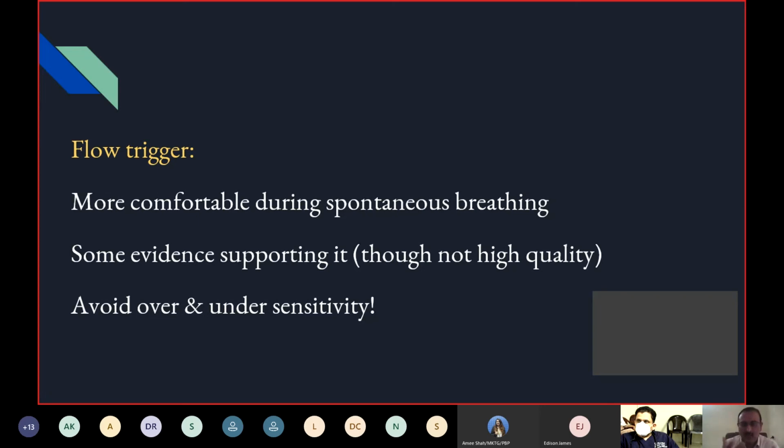Whereas with flow trigger, it's quite easy for the patient. There's already a flow going there. The patient just has to make an attempt, and it's much easier. So that might be the reason why flow trigger was tolerated better by the patients.